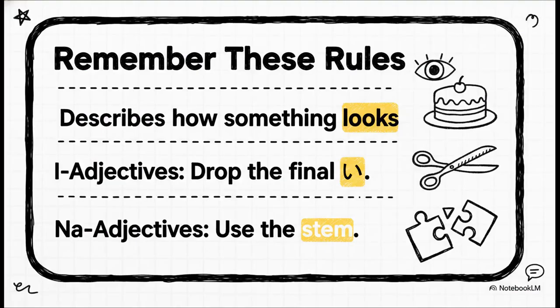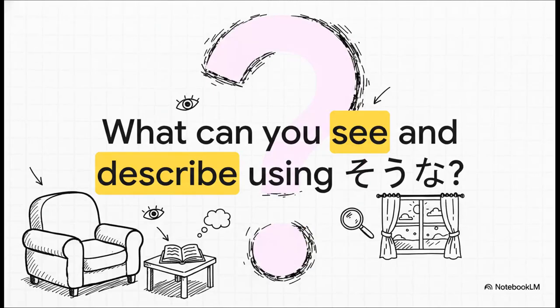So the key takeaways, the rules to lock in, are really these three things. Use sō na plus a noun to describe how something looks. For those i-adjectives, just drop the final i. And for the na-adjectives, you just use the word itself. It's really that simple. And here's a final thought for you. This isn't just some grammar rule in a textbook. It's a whole new way of seeing and describing your world.